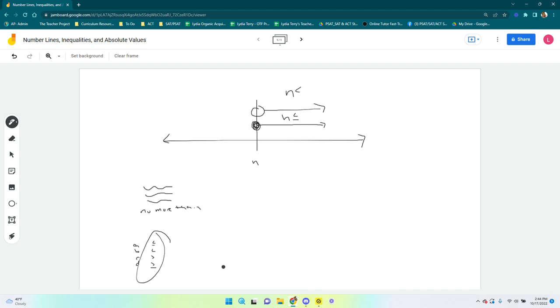The other thing you want to know as far as academic content goes is that absolute values will always be positive. So the absolute value of -5 is equal to the absolute value of 5. These are both equal to 5. Okay, the absolute value is the positive distance. Well, it's the distance. All distances are positive.